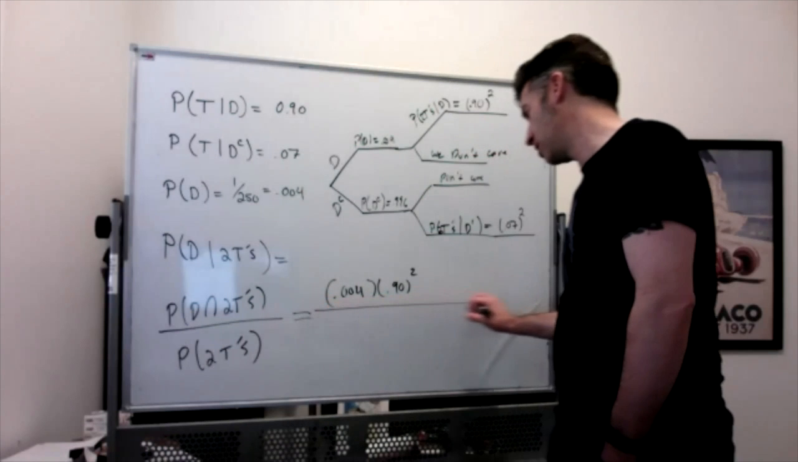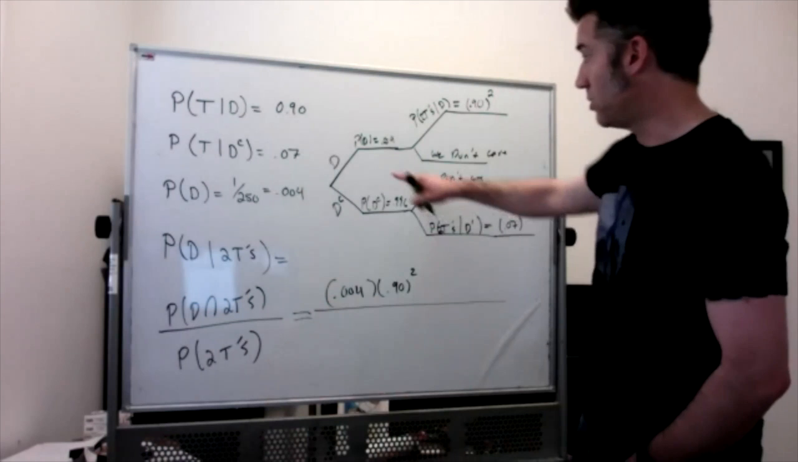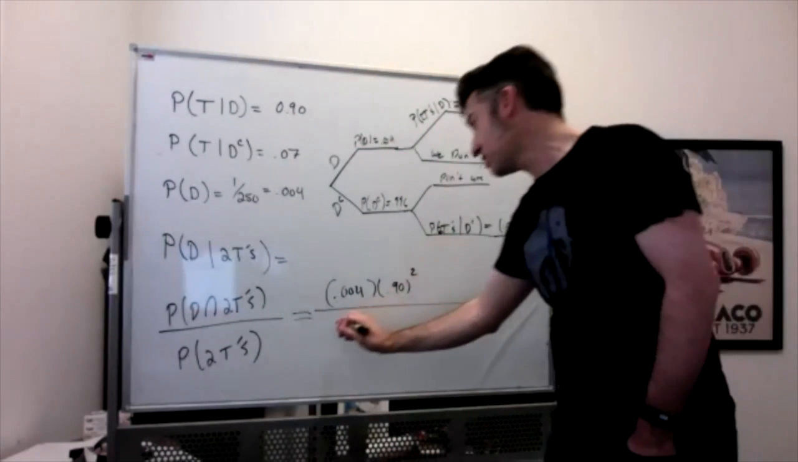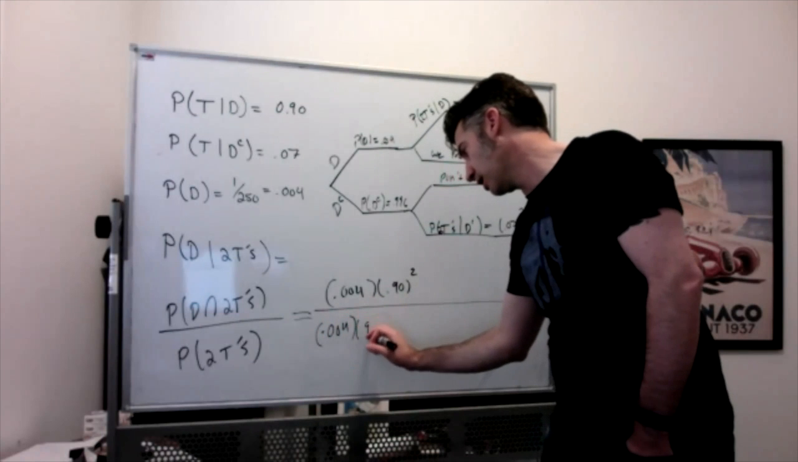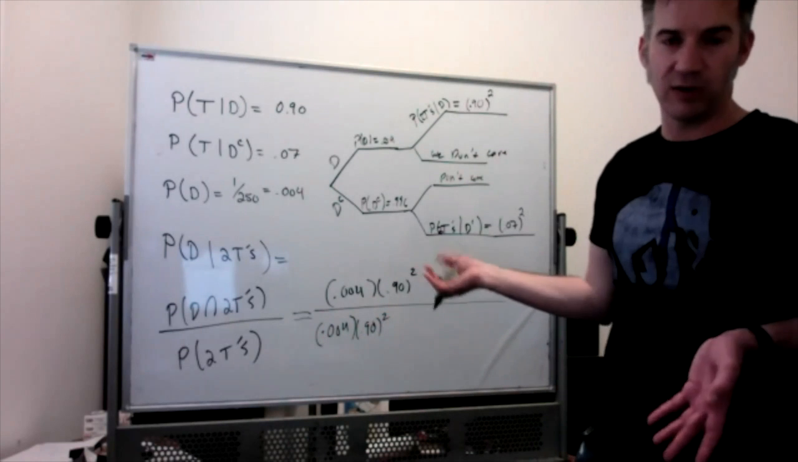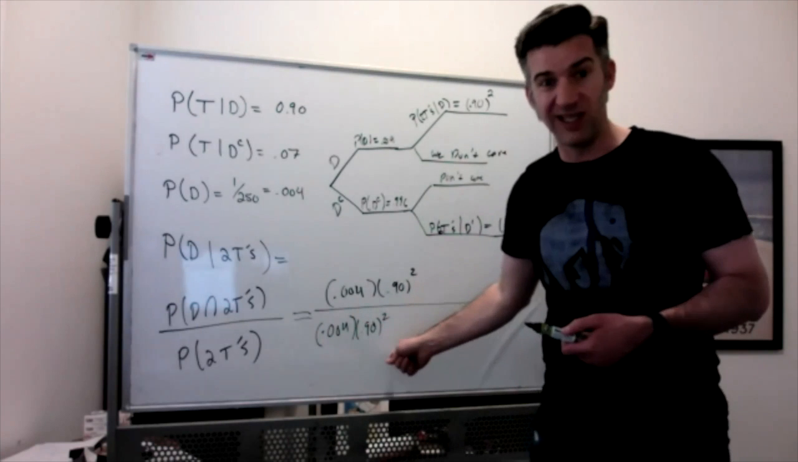And then in the denominator, we want all the ways you can have 2 positive tests. So it's this path to having the disease and 2 positive tests, 0.004 times 0.90 squared. Or more generally, whenever you use Bayes' formula, because this is Bayes' formula just done with a tree, the thing that's in the numerator also always ends up in the denominator.